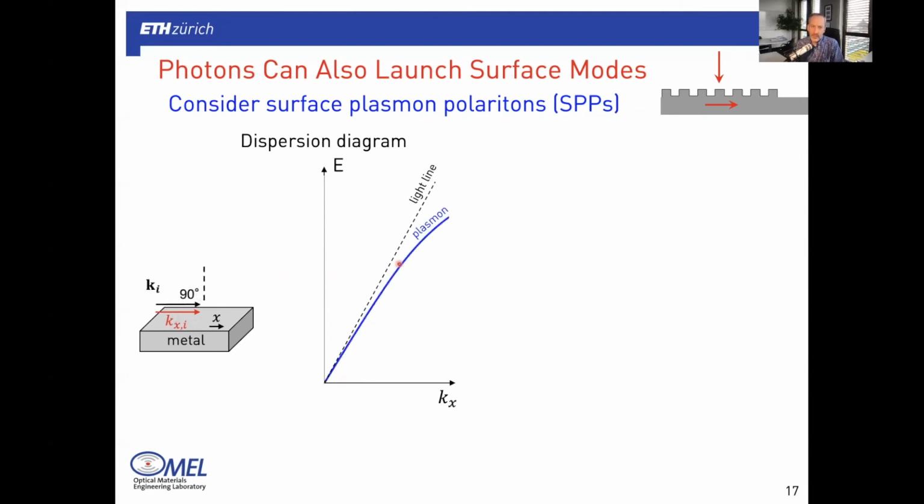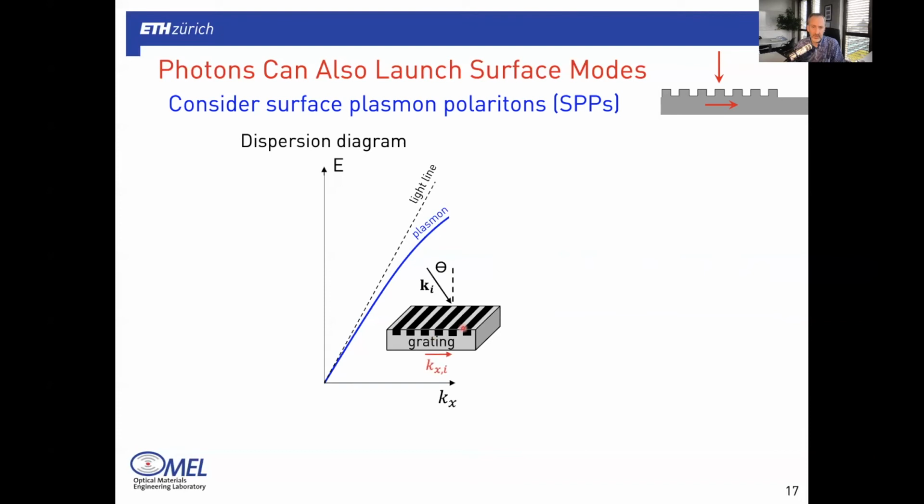Plasmons, its dispersion for any given energy is slightly to the right of the light line. So photons cannot launch plasmons on their own. But what you can do is take a diffraction grating on your interface so that photons can come in with a certain angle, and you can then match the momentum with the momentum from the grating.